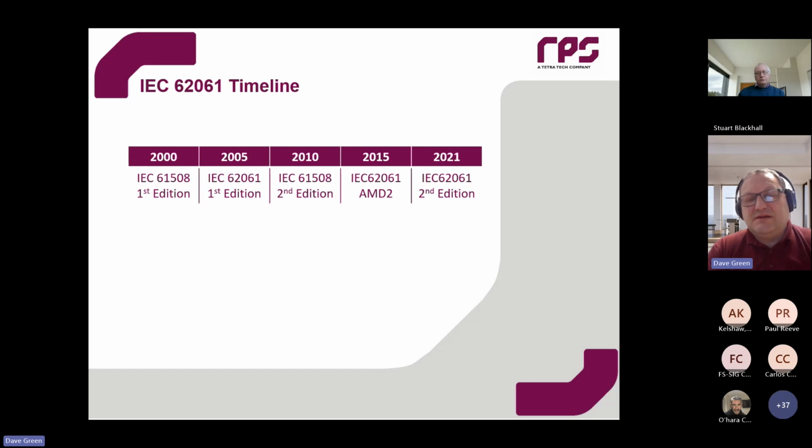62061 left it as the first edition with an amendment, and ISO did actually release another edition. And then since 2015, the committee have been updating 62061 to a second edition. So in 2021, that was released and approved and voted on, etc., from all the international standards committees. Sorry, all the country standards committees through IEC.